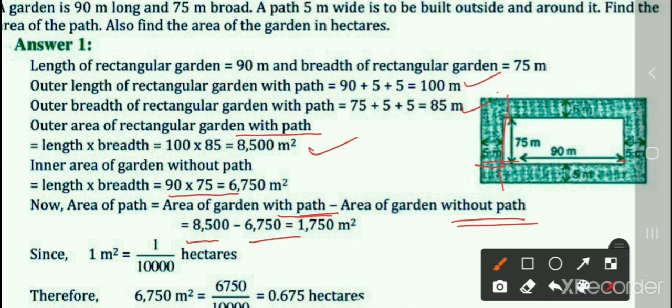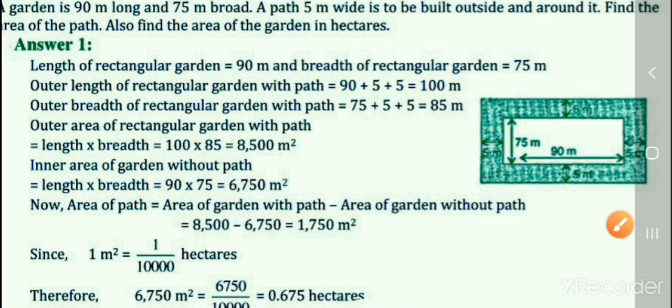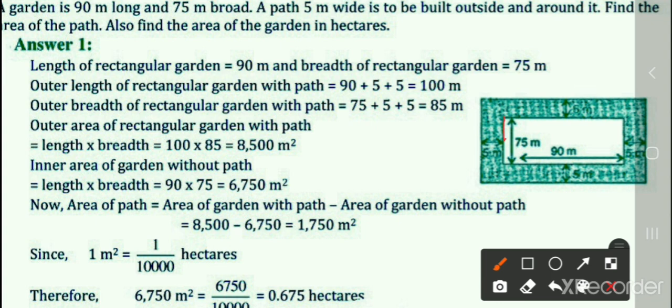And the question also asks to find the area of the garden in hectare. Garden's area we should find in hectare. So you know that 1 meter square is equal to 1 by 10,000 hectare. So children, area of the garden means this inner part. Without the path is the area of the garden we are taking.